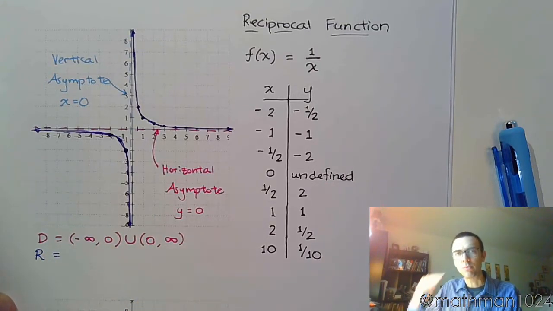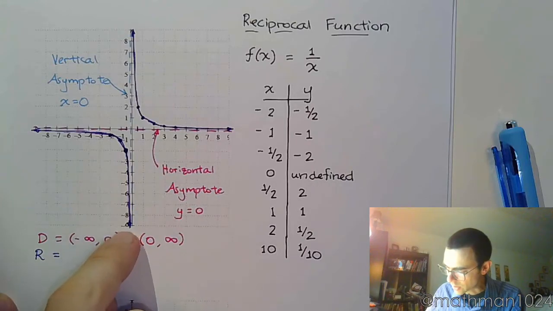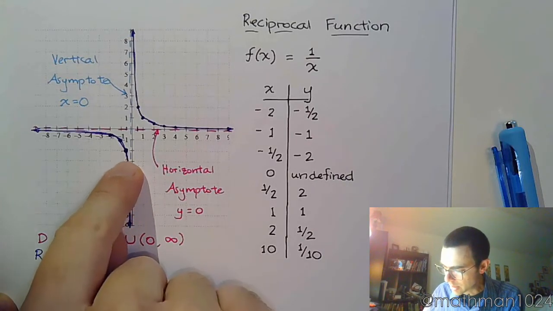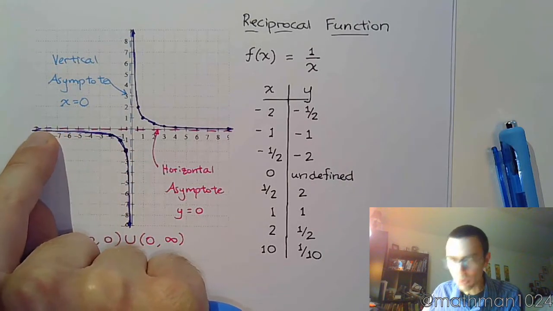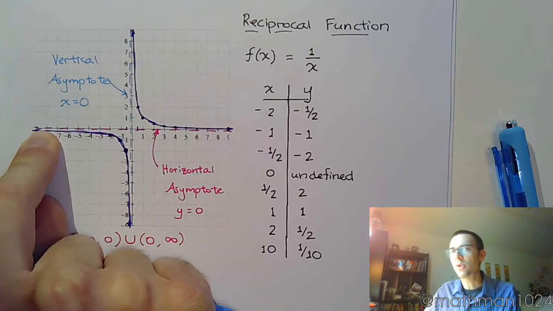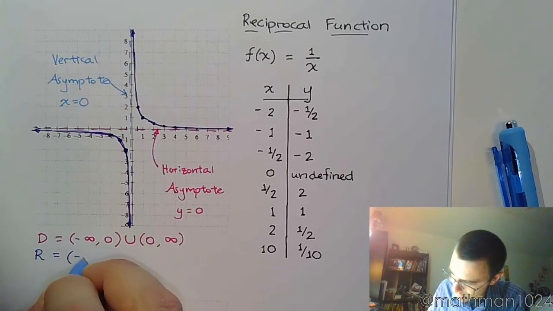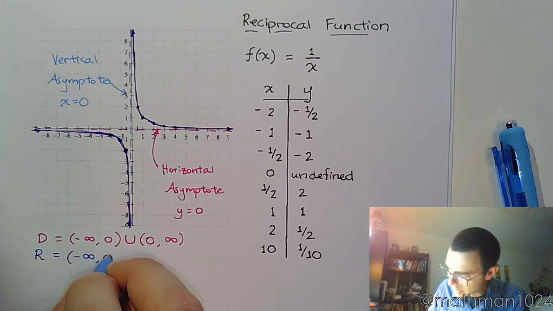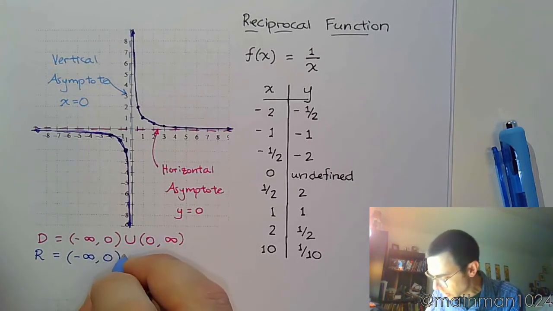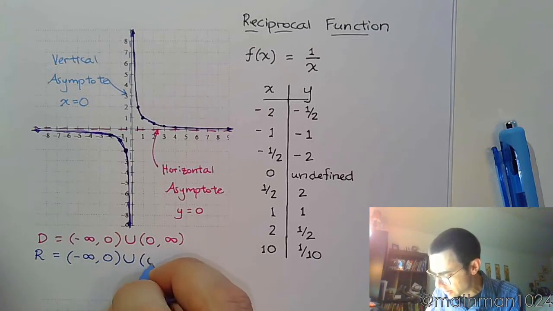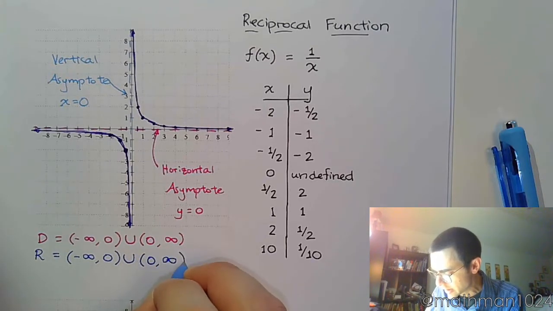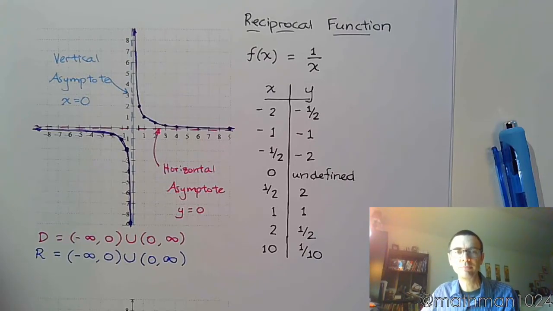Now, that's the domain, and if we want to identify your range, remember your range is going from bottom to the top. This guy goes all the way down to the bottom, he goes up, and he gets as close as he wants to that y value of 0, but he never ever gets to touch it. So he's going to be going from negative infinity to 0, union 0 to infinity. So that's what your domain looks like, and that's what your range looks like.